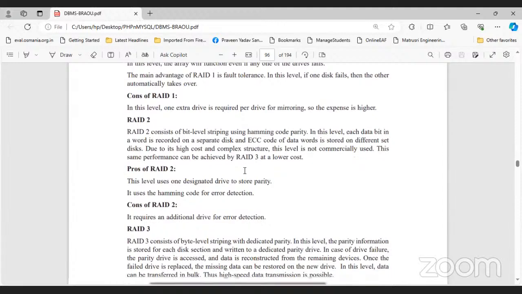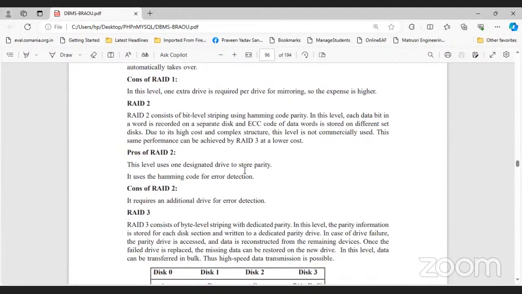Next, RAID 2. It consists of bit level striping using Hamming code parity. In this level, each data bit in a word is recorded on a separate disk. Suppose there is a word, that word will be stored in memory at the bit level, one bit at a time. That bit is recorded on a separate disk. These are some advantages and disadvantages.